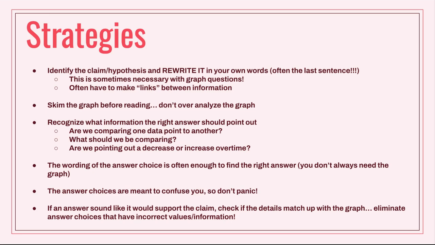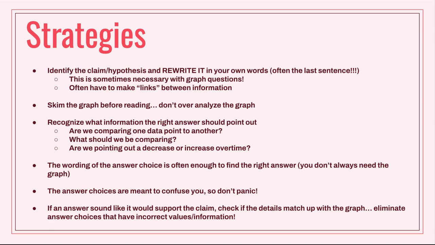okay, what is the claim? How can I rewrite it so it's a lot simpler and I can match it up to the data given to me? What should the answer choice include, right? Am I comparing something? What should it be mentioning? What should it not be mentioning? Like, what is some irrelevant information?